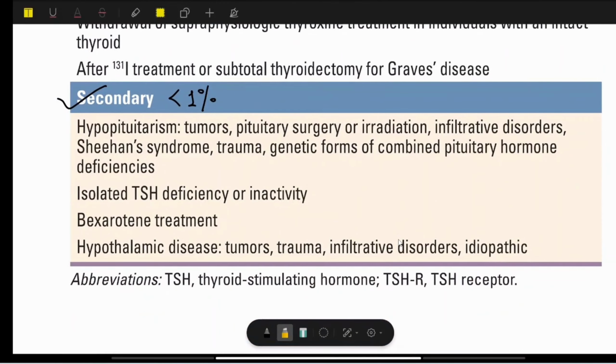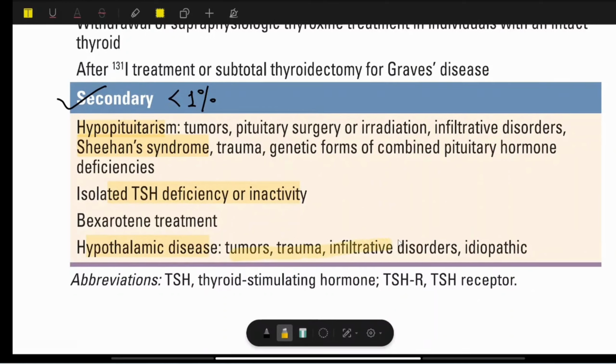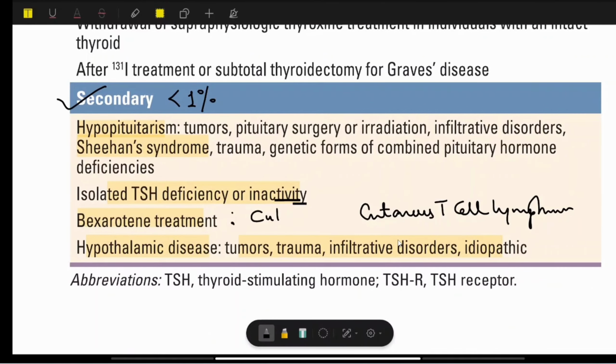Next is secondary hypothyroidism, where the thyroid gland itself is normal, but secondary to some other problem elsewhere, there is hypothyroidism. First is hypopituitarism: pituitary tumors, pituitary surgery, radiation, Sheehan syndrome, that is deficiency or inactivity. Then hypothalamic disease like trauma, tumor, infiltrative disorders, and bexarotene treatment. It's a drug which is given in cutaneous T-cell lymphoma.